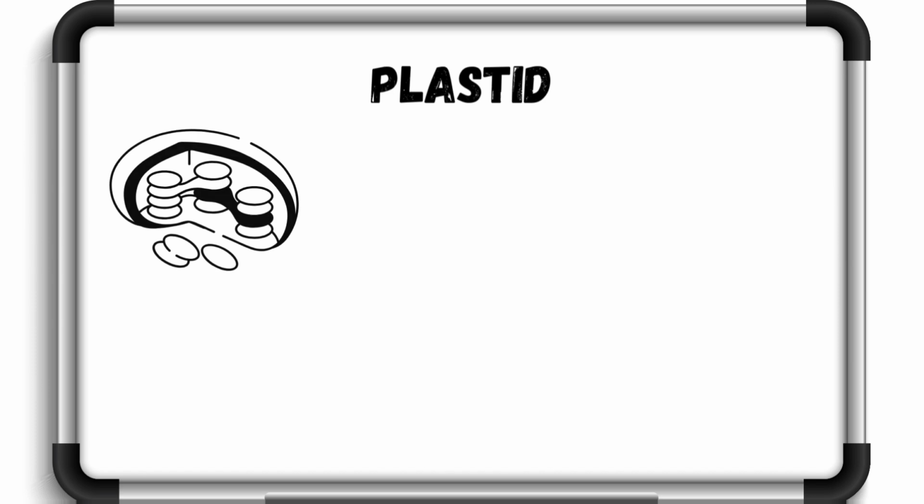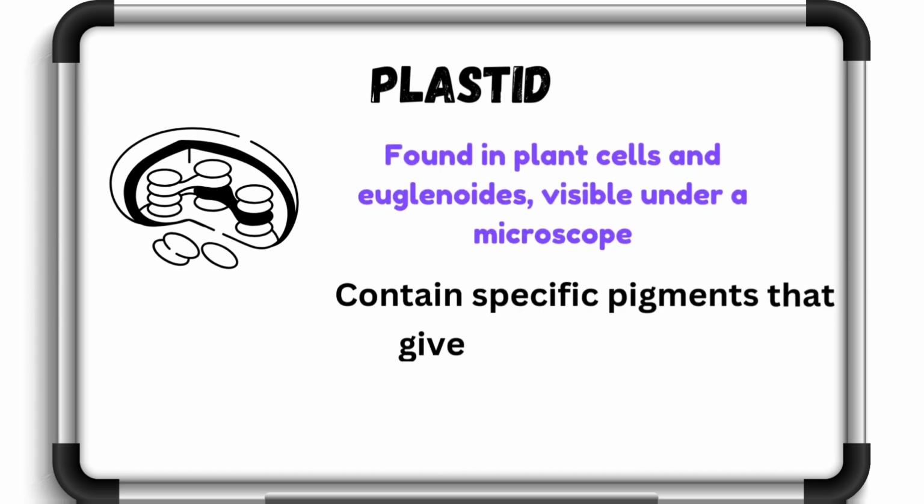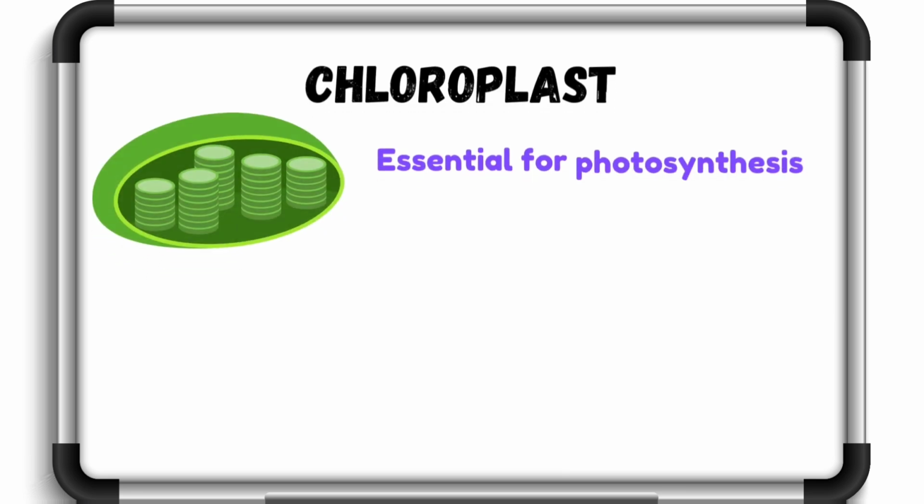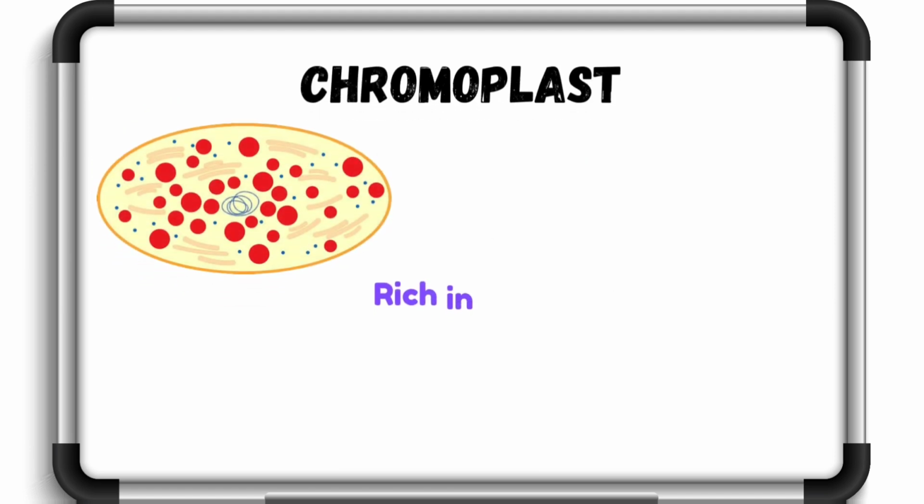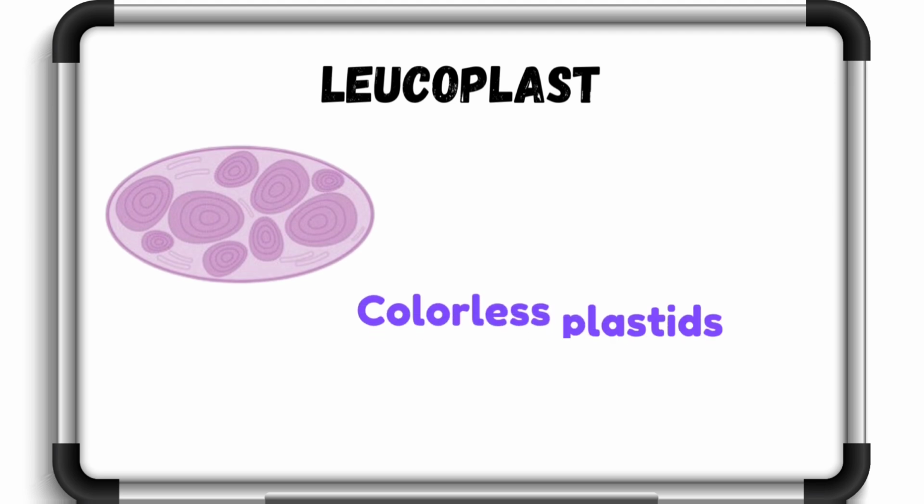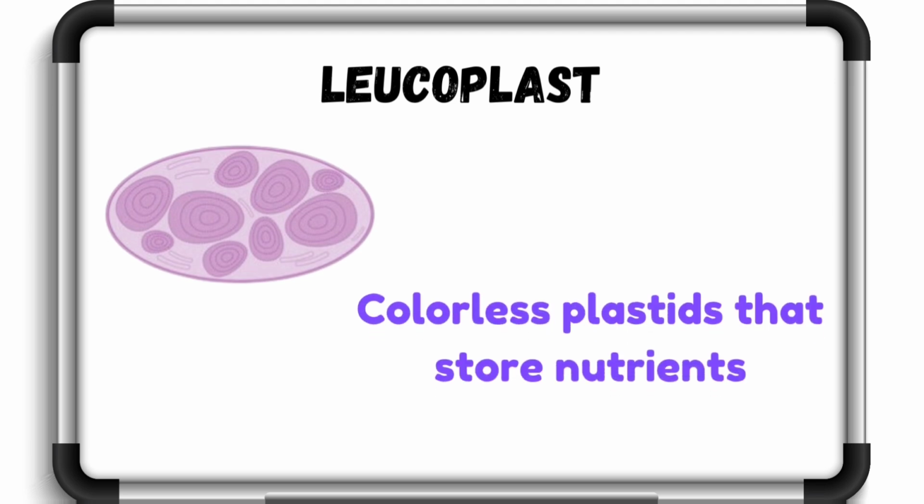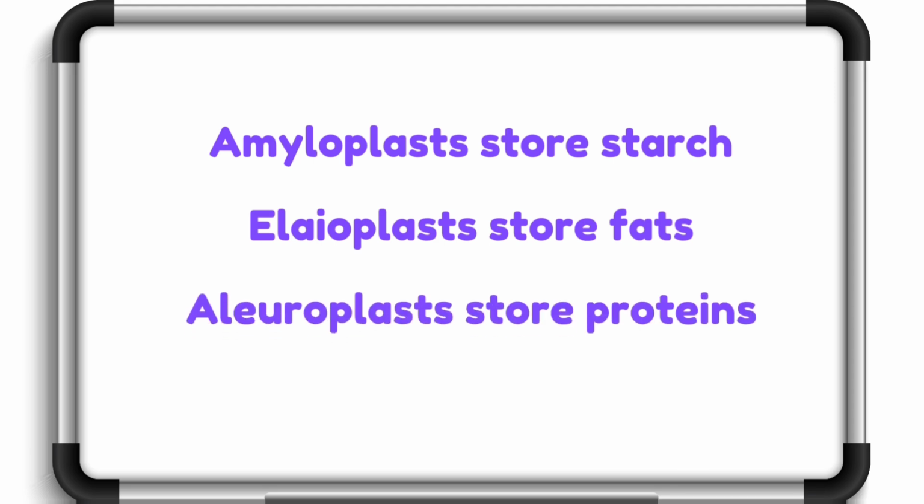Next up, plastids, which are exclusive to plant cells and euglenoids. They contain pigments and are classified into three types. Chloroplasts, essential for photosynthesis, containing chlorophyll and carotenoids. Chromoplasts, rich in carotenoids, giving plants yellow, orange, or red colors. Leucoplasts, colorless plastids that store nutrients like starch, amyloplasts, fats, elaioplasts, and proteins, aleuroplasts.